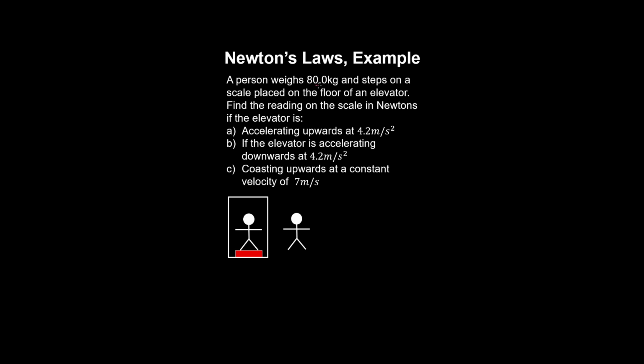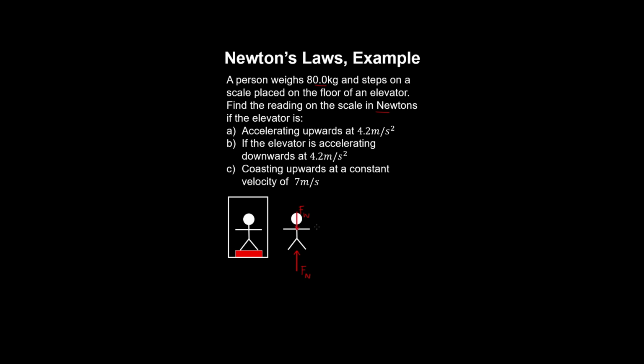A person weighs 80 kilograms and steps on a scale placed on the floor of an elevator. And we're asked to find the reading on the scale in newtons if the elevator is accelerating upwards at 4.2 meters per second squared. So if the elevator is accelerating upwards, there's going to be a contact force from the scale on the person, which is the normal force, and a force of weight pulling that person down due to gravity.